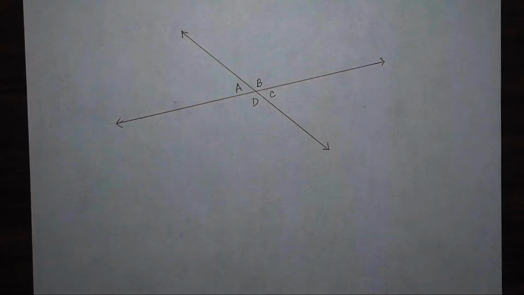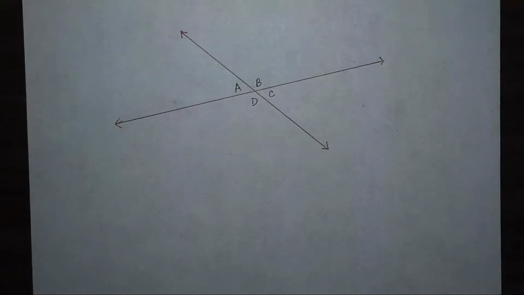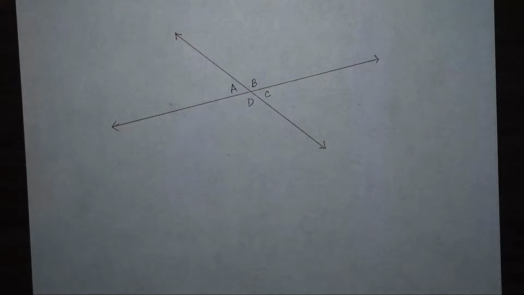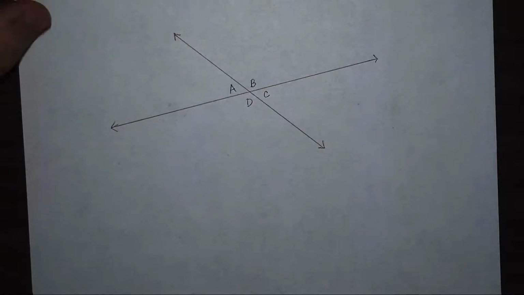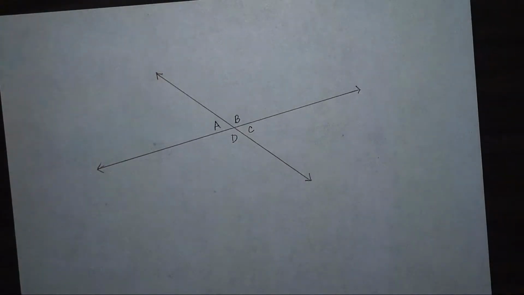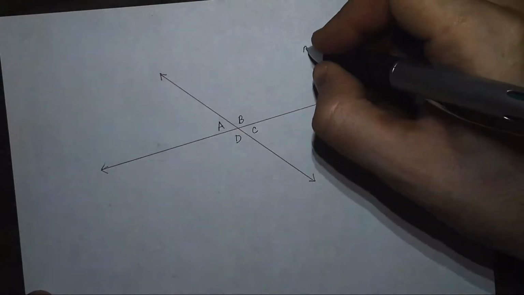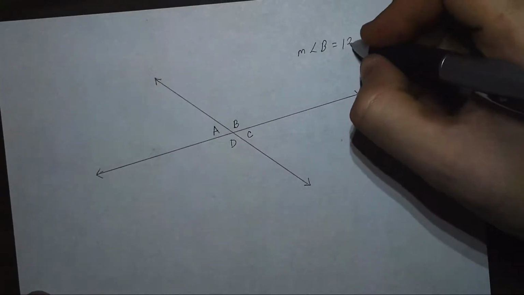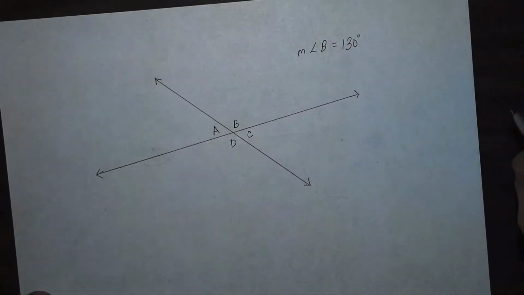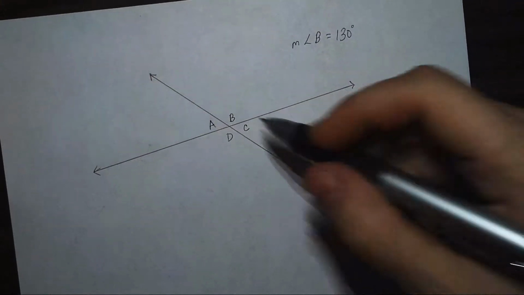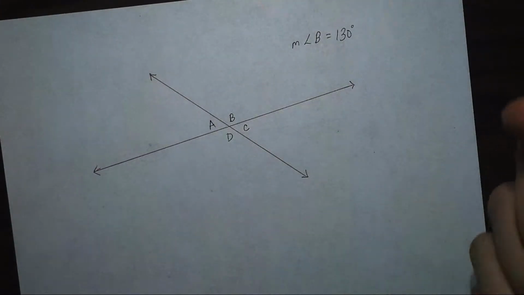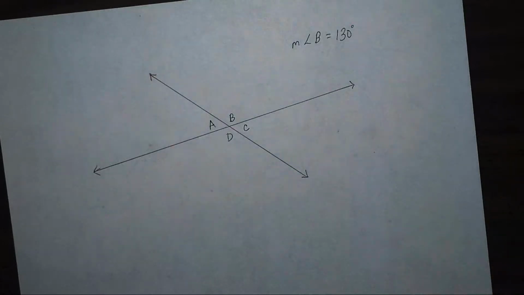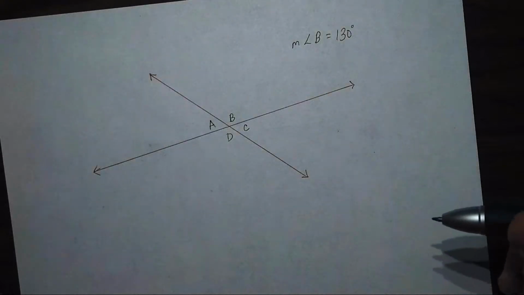In this video, I'm going to show you how we can find missing angles formed by two intersecting lines. And this is going to be done entirely without the use of a protractor. The only information that you're going to need in a problem like this is one of the angles. So let's say that we know that the measure of angle B is 130 degrees. Once we know that angle B is 130 degrees, we can find every other angle. And we can do that simply by knowing a couple of properties about angles that are formed by intersecting lines.